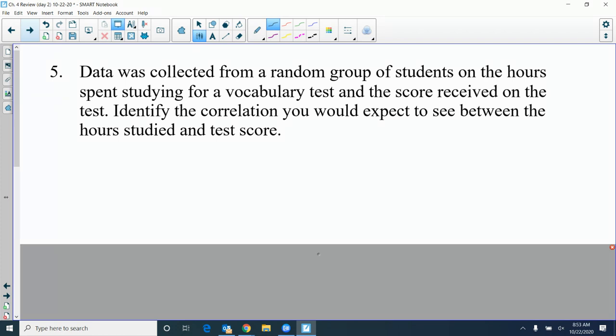Okay, let's see, data was collected from a random group of students on the hours spent studying for a vocabulary test and the score received on the test. Identify the correlation you expect to see between hours studied and test score. Okay, what do you think for that, Evan? Positive, negative, or no? Positive. I expect it positive. Okay, and that makes sense. We're not looking for a random case that may not fit this. The more hours studied, the higher the score, so it'd be a positive correlation.